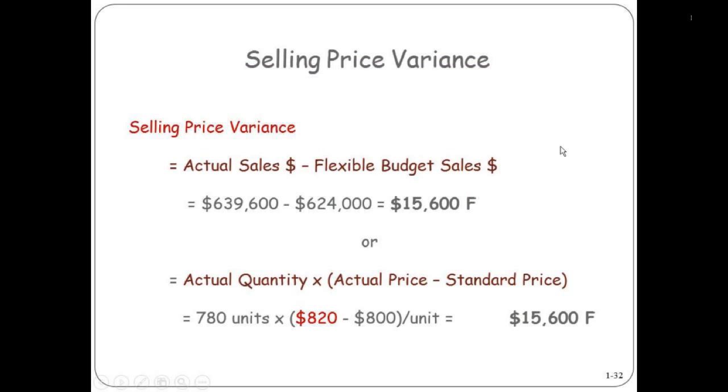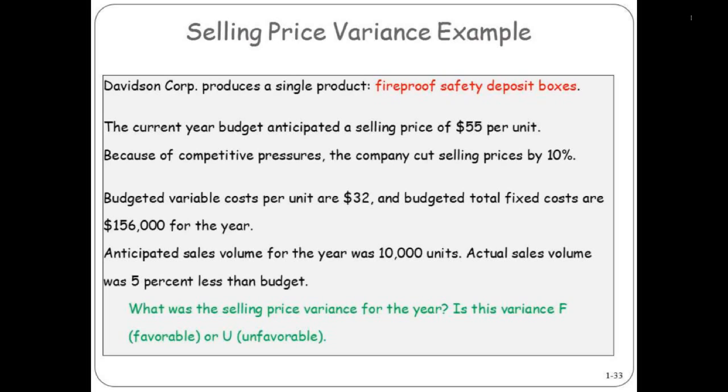So that's what we just said. The selling price variance was $15,600 favorable. Calculated two different ways. Well, here's a chance for you to do a selling price variance problem. Why don't you guys go ahead and do this?